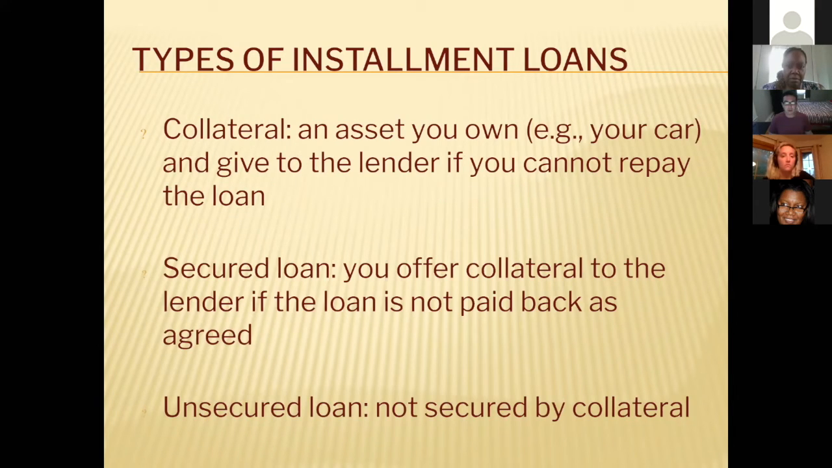There are a couple of different types of installment loans, and the way they're differentiated is based on the term collateral. Collateral is something that you own, such as maybe the car, and you give to the lender if you cannot repay the loan. So when you purchase a car using a loan, the lender, maybe the bank, holds on to the deed for the car. And once you finally pay that off, they will give that to you. But if you do not pay off the car for whatever reason, they can take the car. So a secured loan is where you offer this collateral to the bank if the loan is not paid back as agreed. Unsecured loan, there's no collateral.